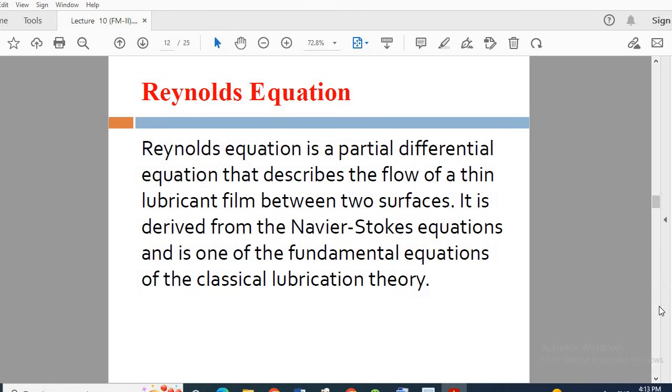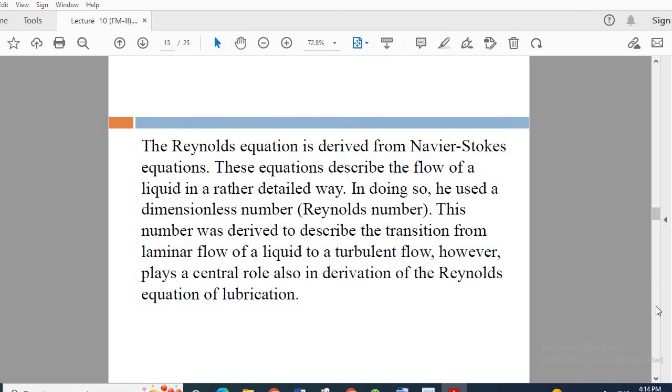Reynolds equation. The Reynolds equation is a partial differential equation that describes the flow of a thin lubricant film between two surfaces. It is derived from the Navier-Stokes equation and is the fundamental equation for classical lubrication theory. The Reynolds equation is derived from the Navier-Stokes equation.